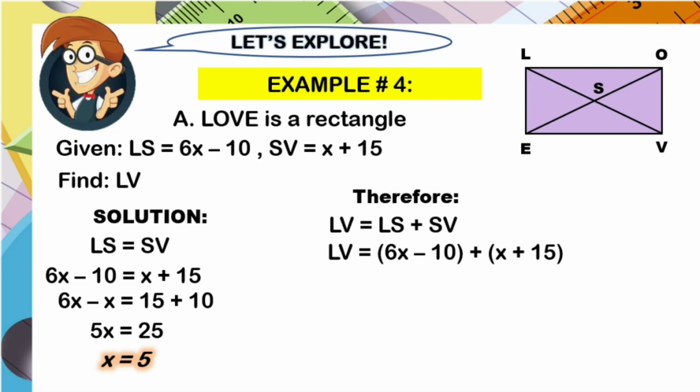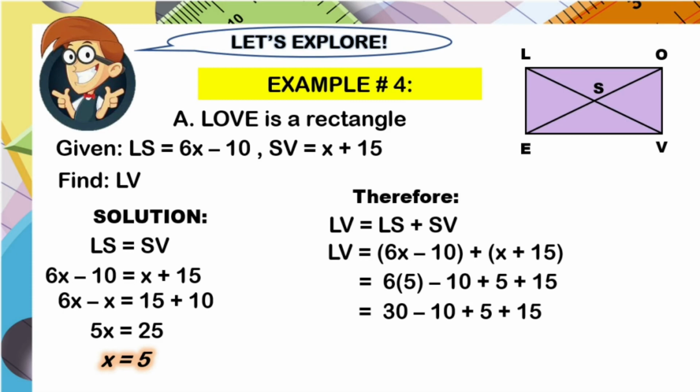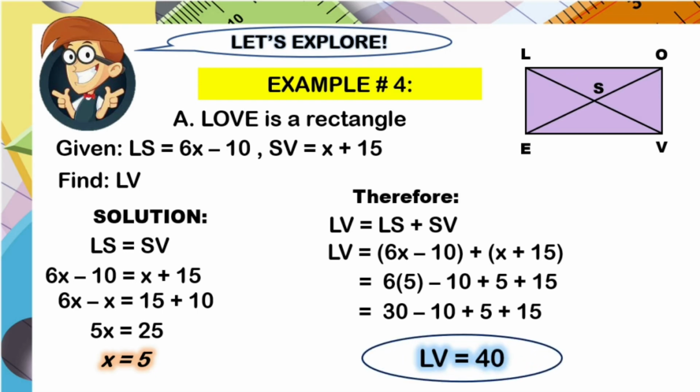After substituting the value of LS and SB to the equation, we next substitute the value of x to the equation. Thus, we have 6 times 5 minus 10 plus 5 plus 15. Simplifying, we have 30 minus 10 plus 5 plus 15. Solving further, we have LB, or diagonal LB, is equal to 40.